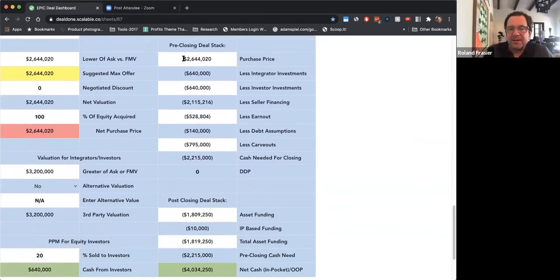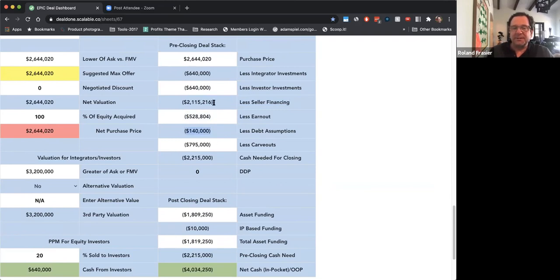So how does all this stack up? Well, we know our purchase price in this model would be 2,644,020. Our integrator investments are 640K. Our investor investments are 640K. And our seller financing based on the 2,644 price has automatically been calculated for us at 80%, at 2,115,216. The earnout of 20% would be 528K. The debt assumptions are 140K. That was our notes payable.